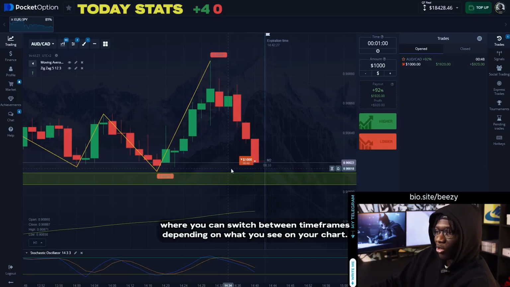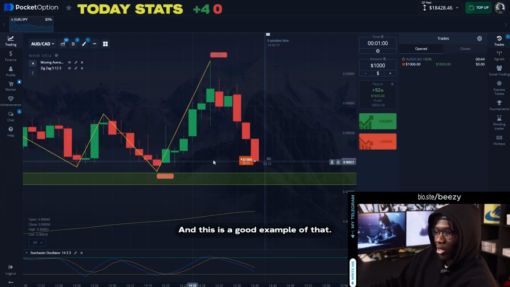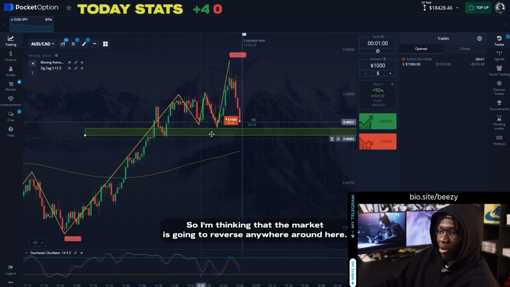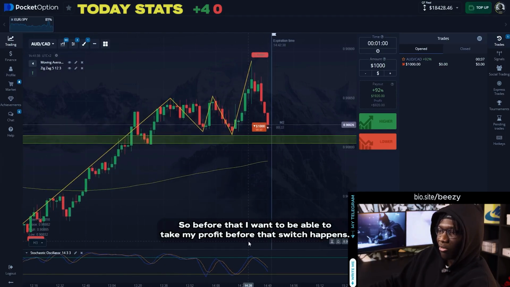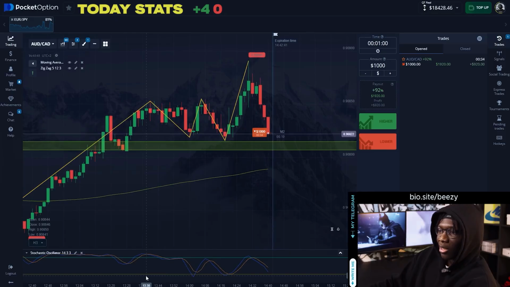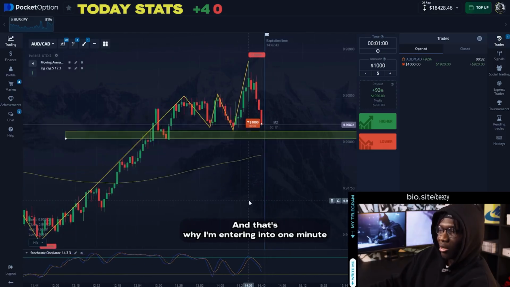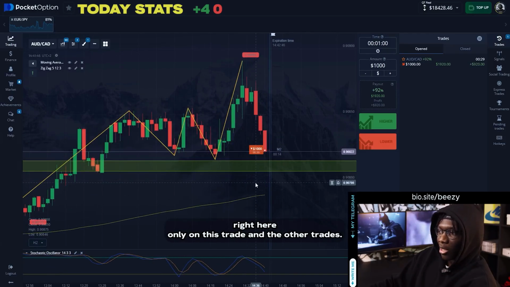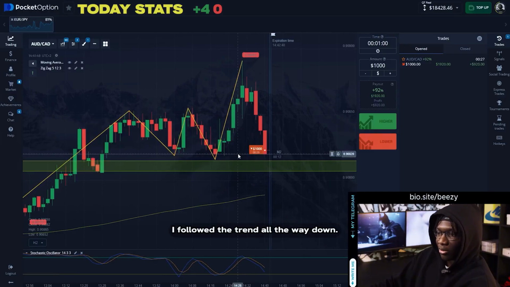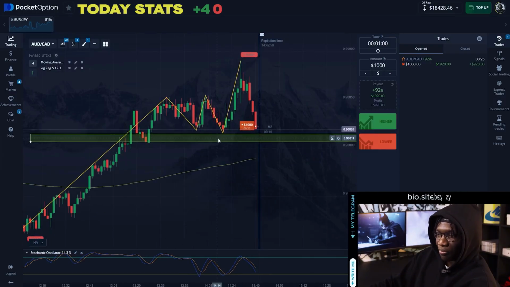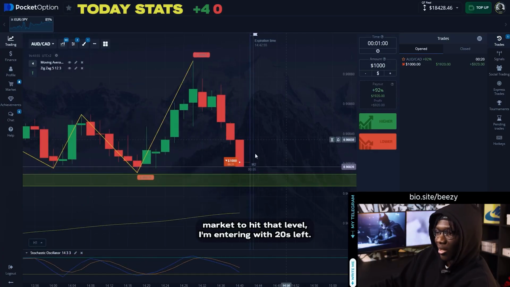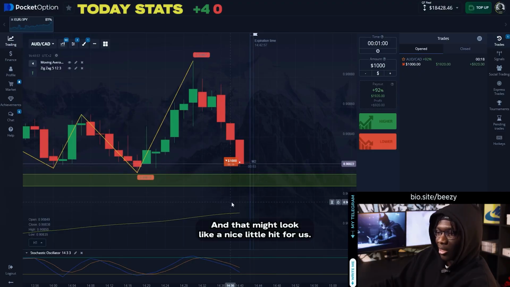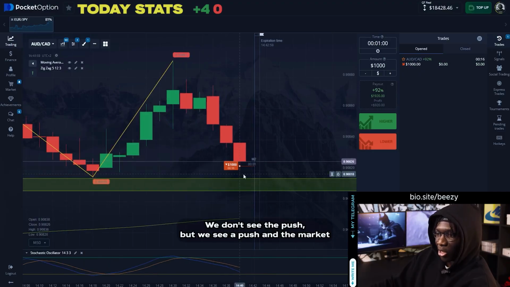So this is a situation where you can switch between time frames depending on what you see on your chart. And this is a good example of that. So I'm thinking that the market is going to reverse anywhere around here. So before that, I want to be able to take my profit before that switch happens. And that's why I'm entering into 1 minute right here, only on this trade. And the other trades, I followed the trend all the way down. So you can see in this situation, when I see the market hasn't hit that level, I'm entering with 20 seconds left. And that might look like a nice little hit for us if we don't see the push.